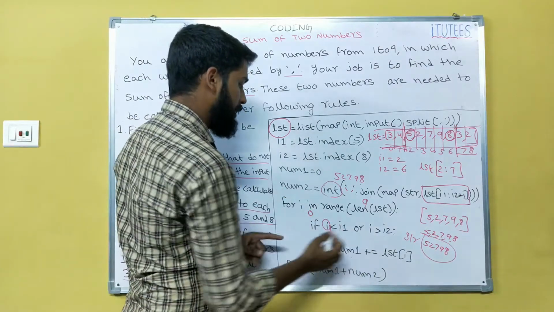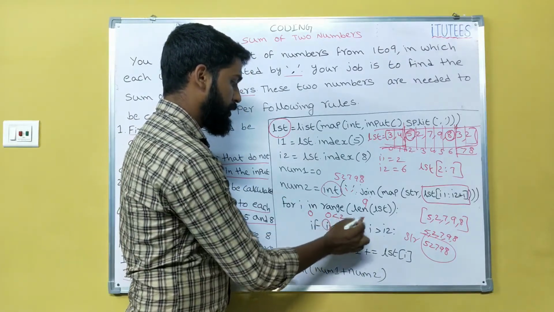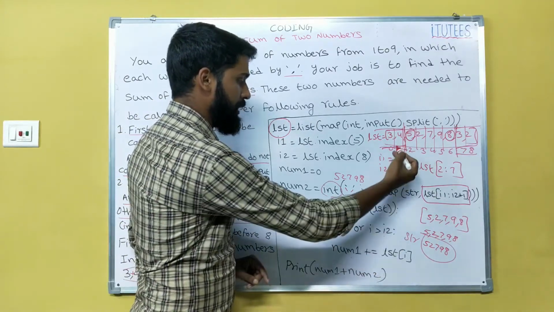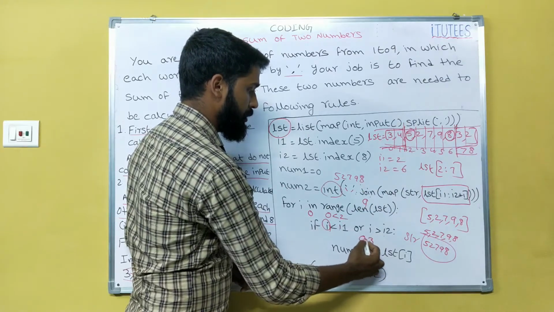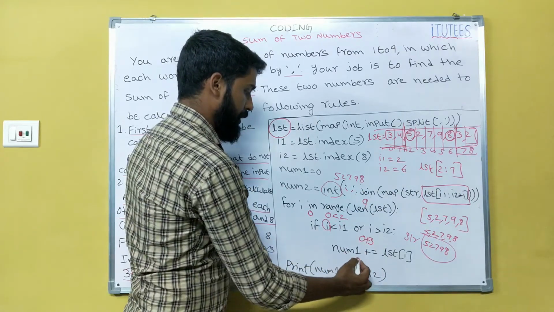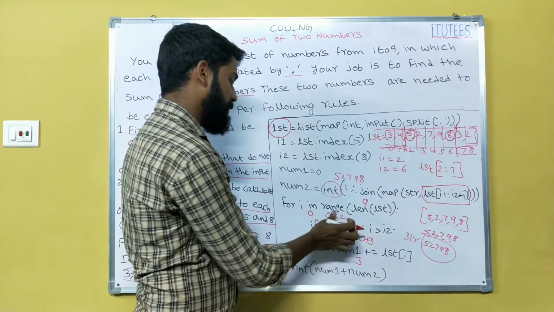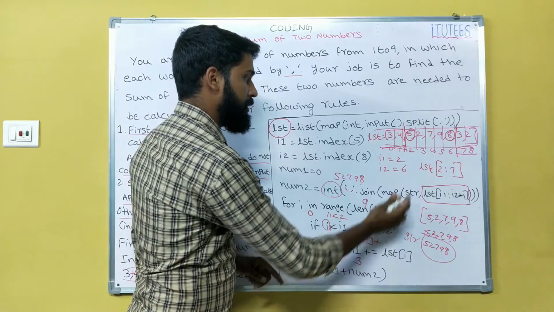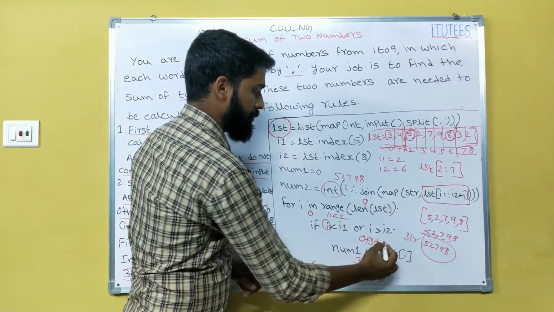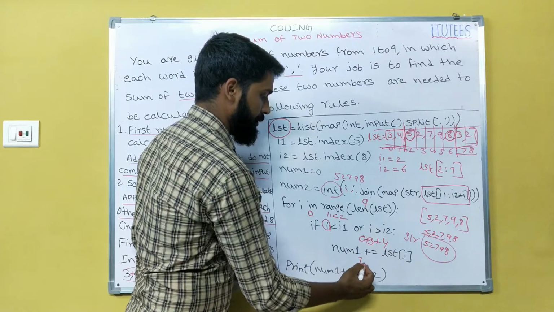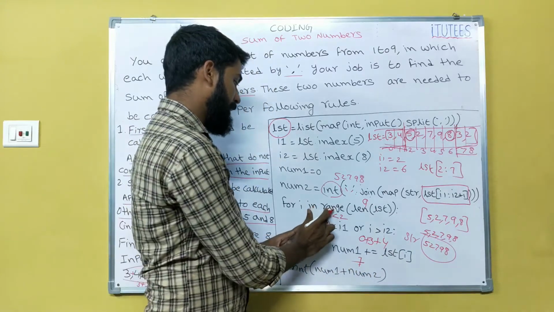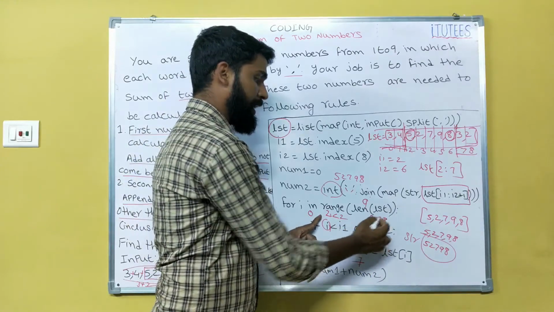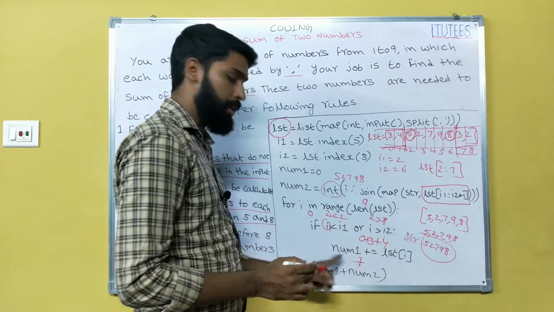What is number 1 initially? 0. So 0 less than 2 is true, so enter into this. Number 1 equals number 1 plus list of I. What is list of I? 3. 0 plus 3, and number 1 equals 3 now. In the next iteration, I becomes 1. 1 less than 2 is true. So 3 plus 4 is 7. Next iteration, I becomes 2. 2 less than 2 is false. 2 greater than 6 is false. So we don't enter into the block.